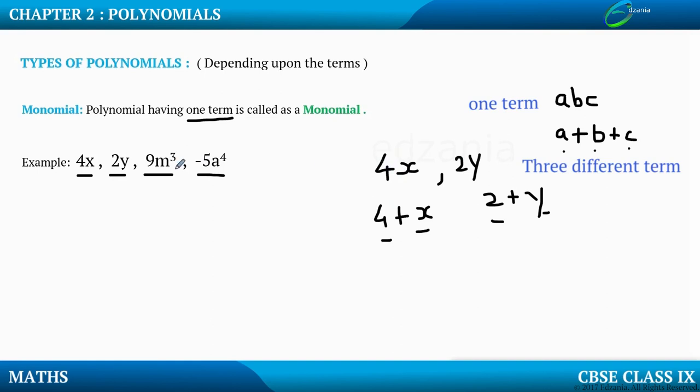So always remember, whenever multiplication is used between the terms, they are assumed to be one term only. In case addition or subtraction is used, like 4 minus x, or 2 minus y, then they would be considered as two different terms. So if a plus or minus sign is used, then only the terms get separated. Otherwise the terms don't get separated because of multiplication or division.